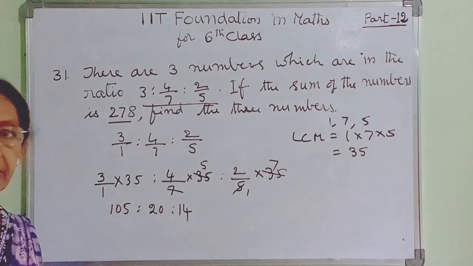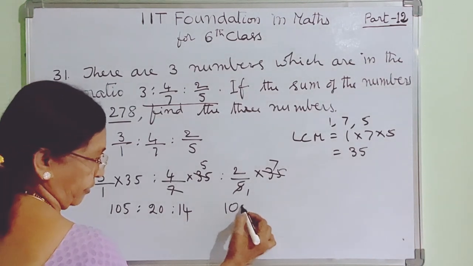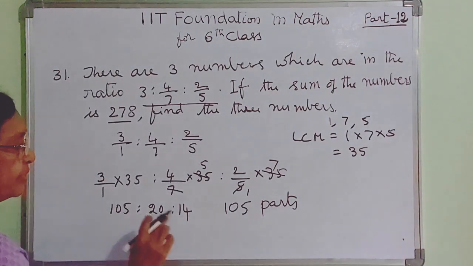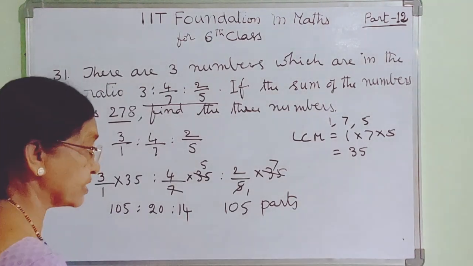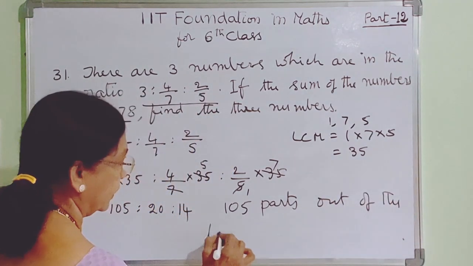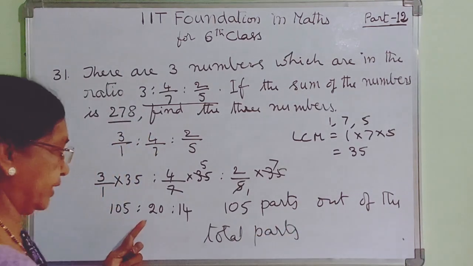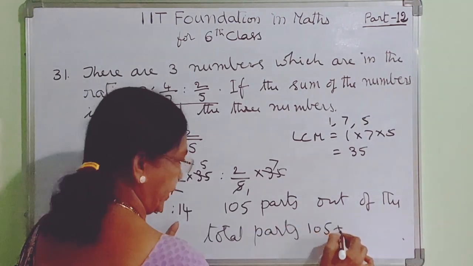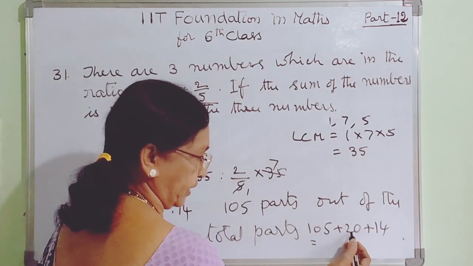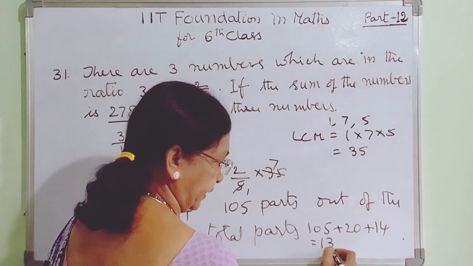Now this is the ratio of three numbers. Therefore the first number is 105 parts, the second number is 20 parts, and the third number is 14 parts out of the total parts. Total parts are equal to 105 plus 20 plus 14, that is 105 plus 20, 125. 125 plus 14, 139.